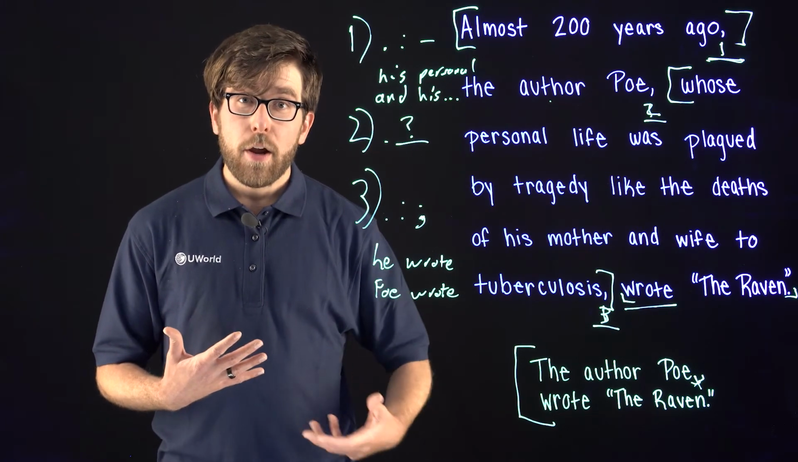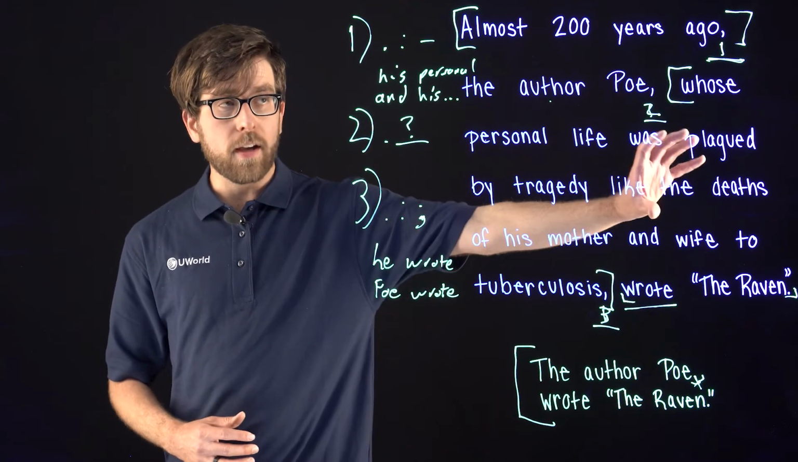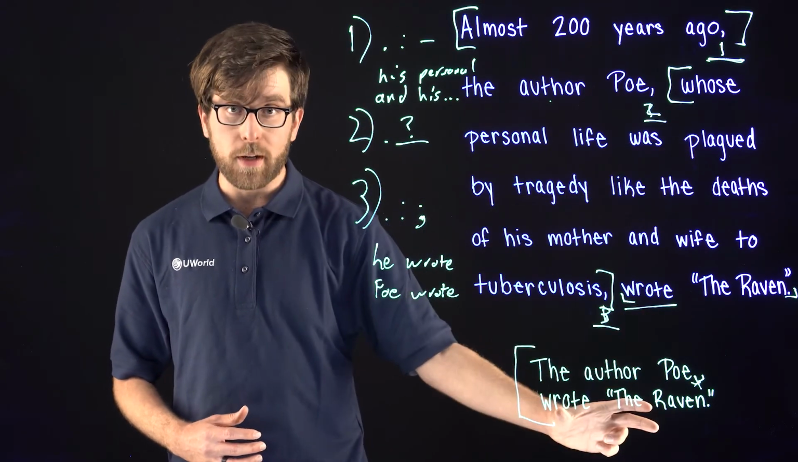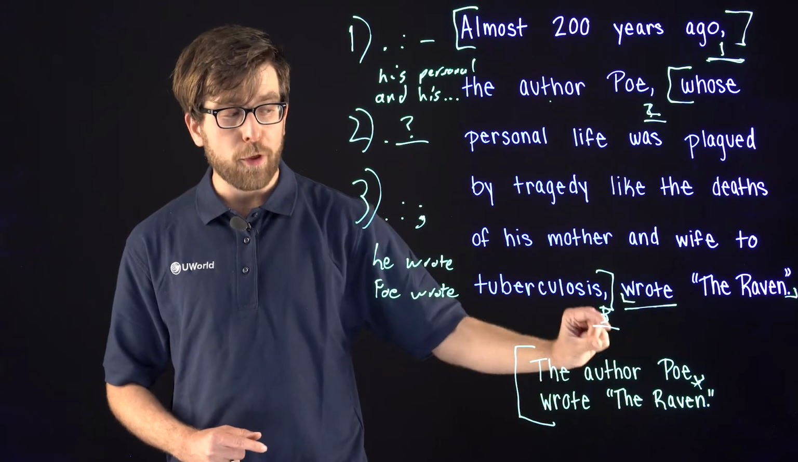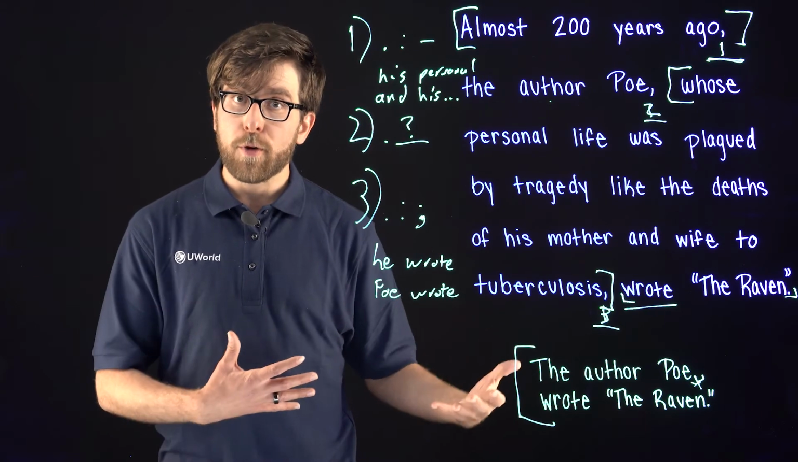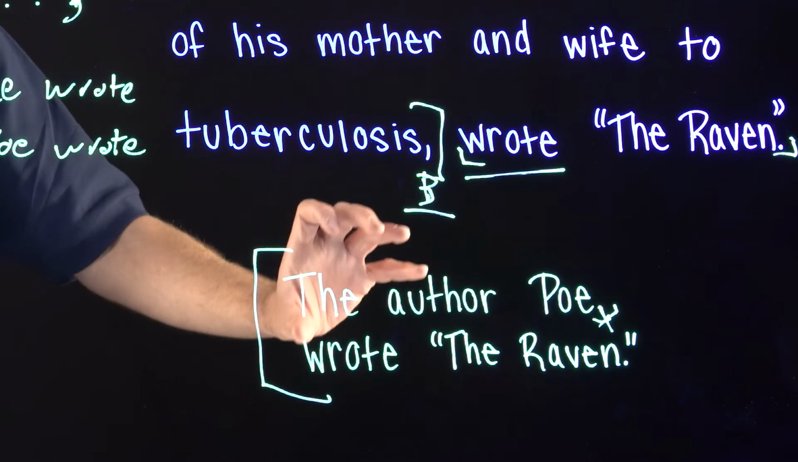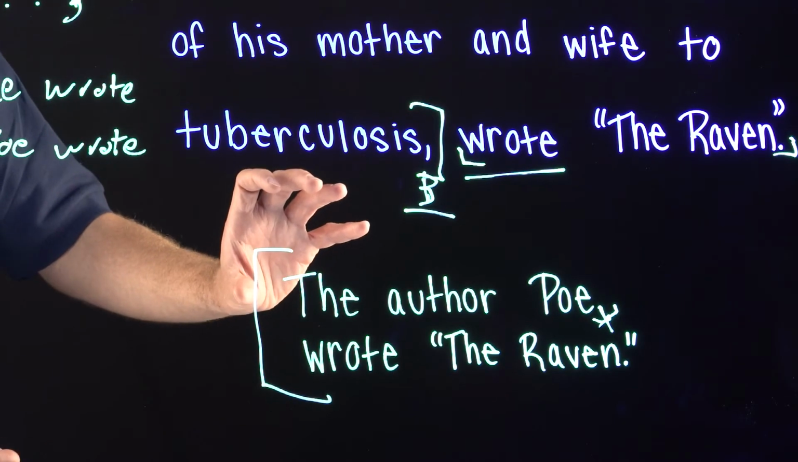More often than not, they're just going to throw a verb in there that couldn't be a verb on its own. And so if we ignore all the other information and we look just at our independent clause down here, since you couldn't say the author Poe writing the raven or the author Poe written the raven, those two verb forms don't function as a main verb of the sentence, and our identification of this independent clause makes it clear that they can't be the right answer.